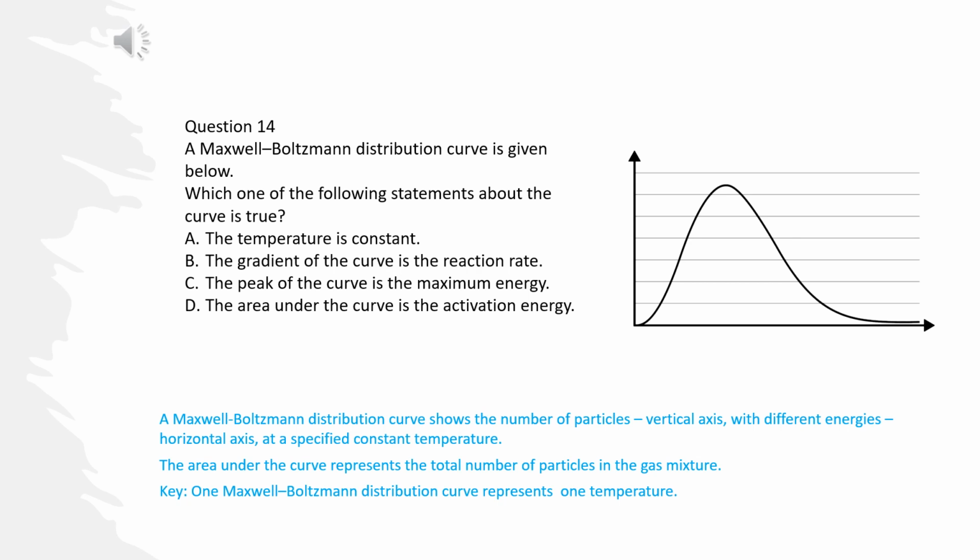This question is about the Maxwell-Boltzmann distribution curve, which represents the relationship between the number of gas particles and their energy at a specific temperature. The vertical axis represents the number of particles, while the horizontal axis represents the particle energy. The area under the curve represents the total number of particles. A single Maxwell-Boltzmann distribution curve represents only one temperature. Therefore, option A is the correct answer. Options B, C, and D have no relevance to the Maxwell-Boltzmann distribution curve.